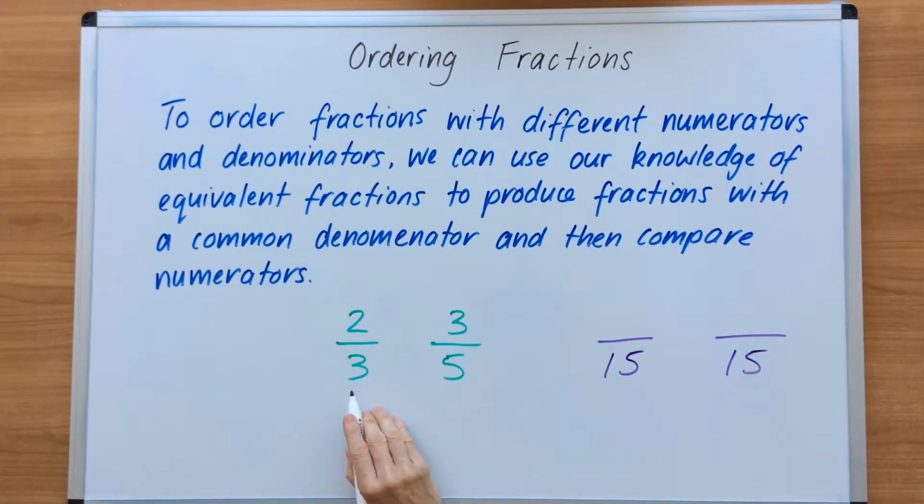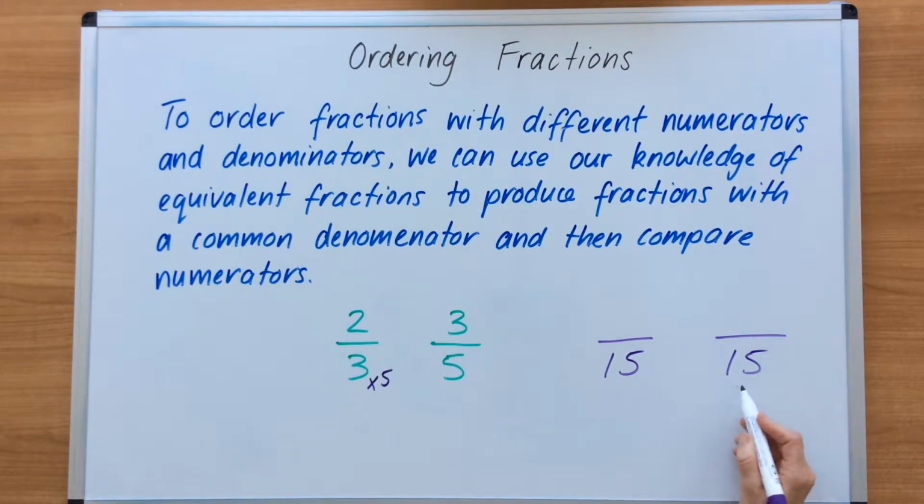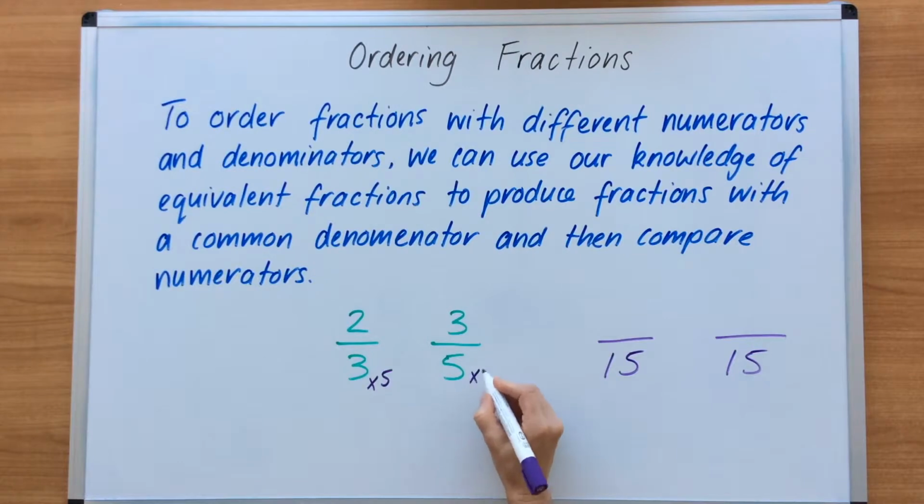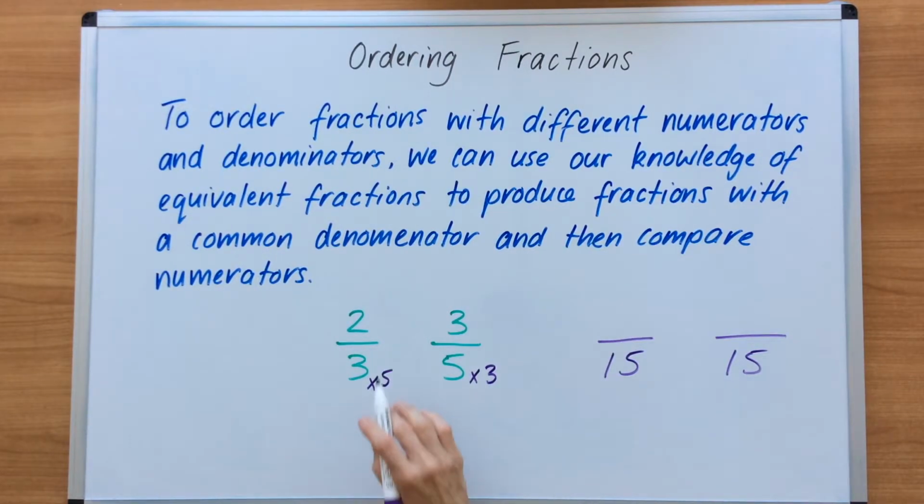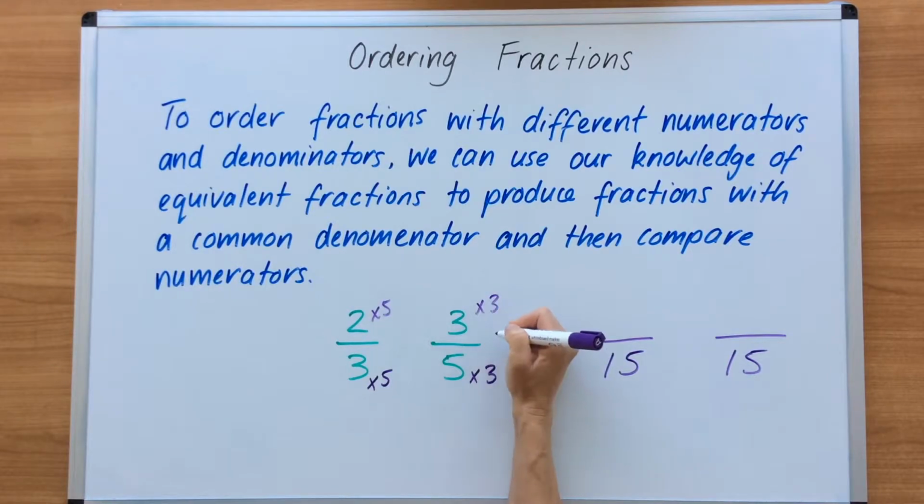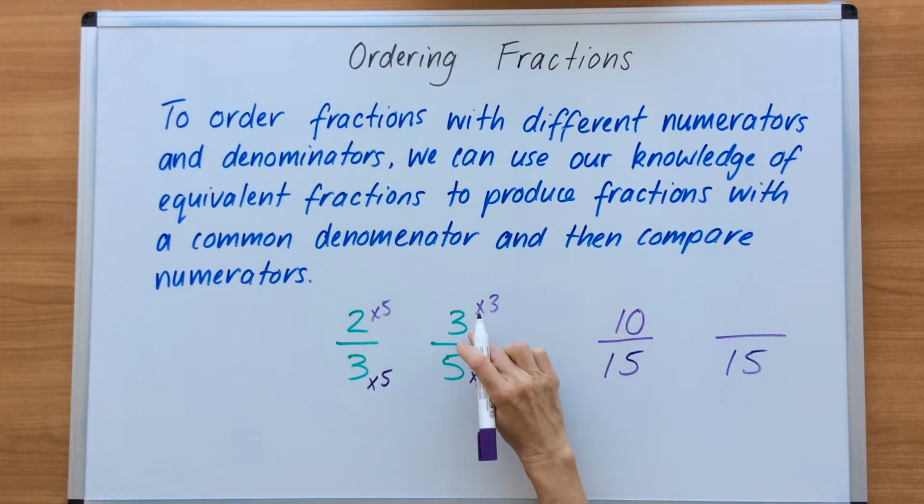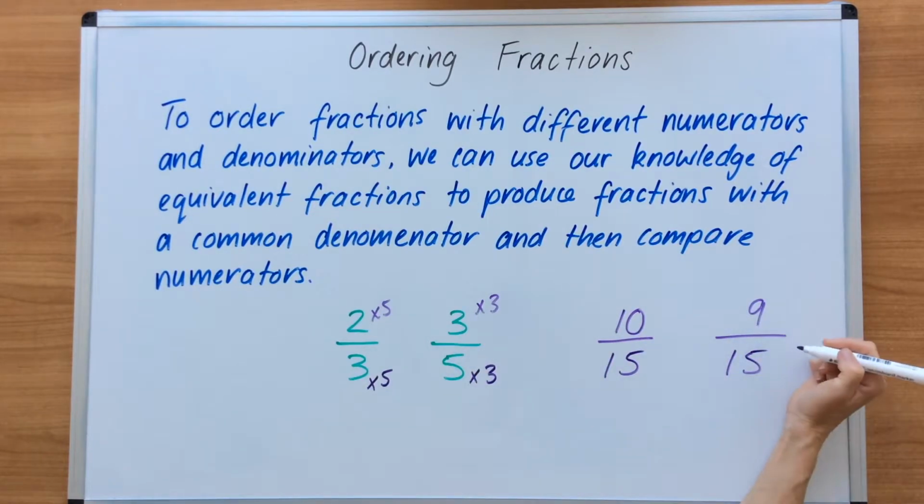I come back to the 3 and I think, what did I do to the 3 to get to 15? I multiplied it by 5. I look at this one, the number 5. What did I do to number 5 to get to number 15? I multiplied by 3. So now I've established that, I've got to do the same to the top numbers, the numerators. So I multiply by 5 and multiply by 3. 2 times 5 is 10. 3 times 3 is 9.